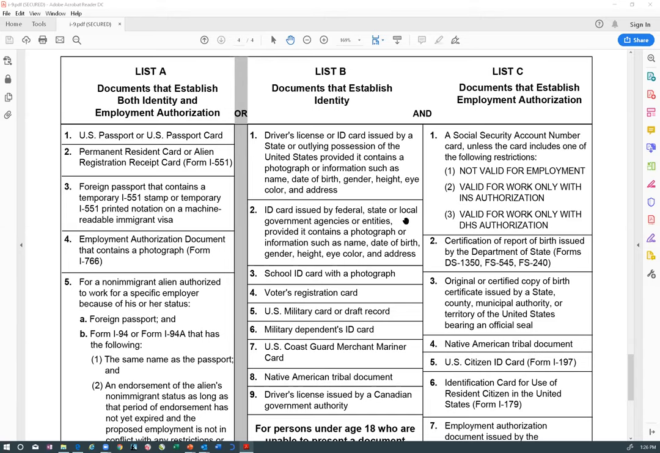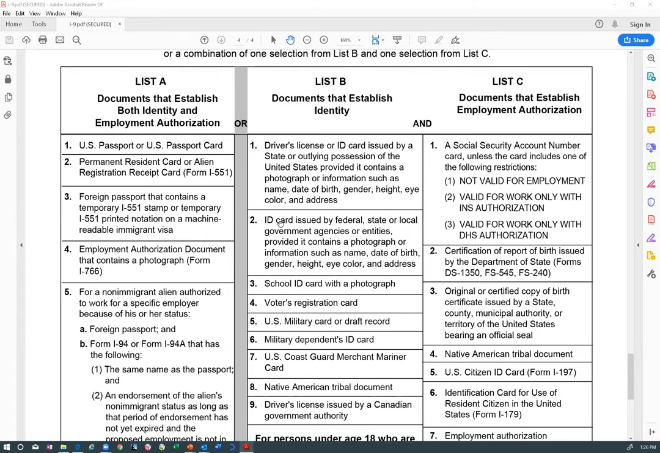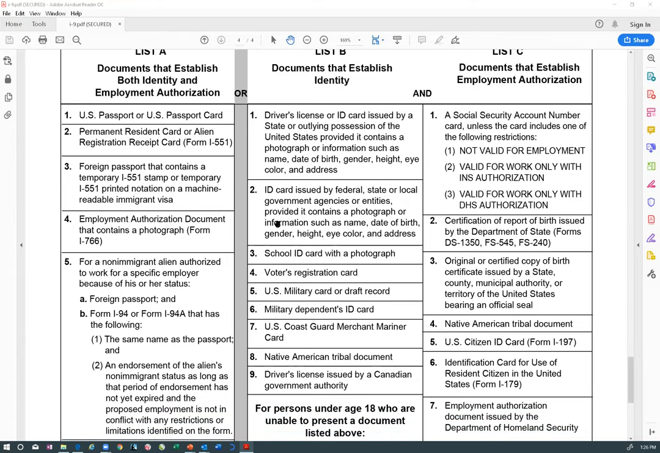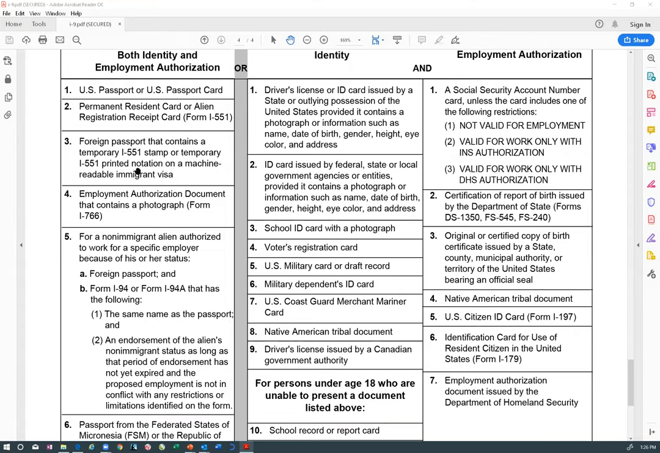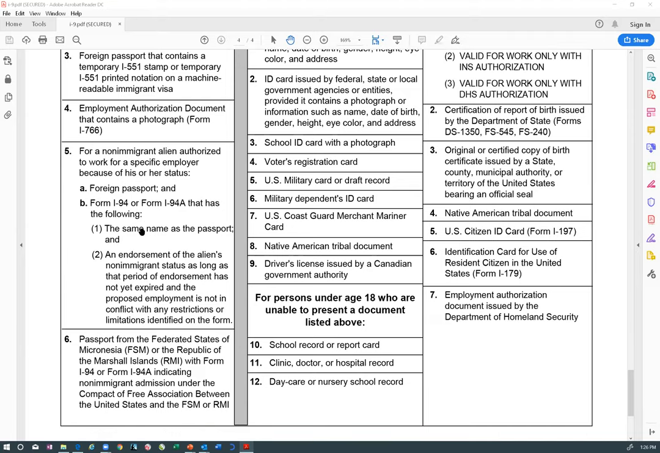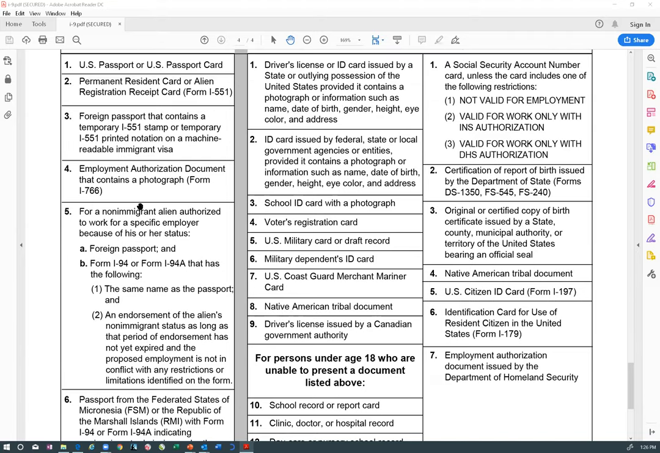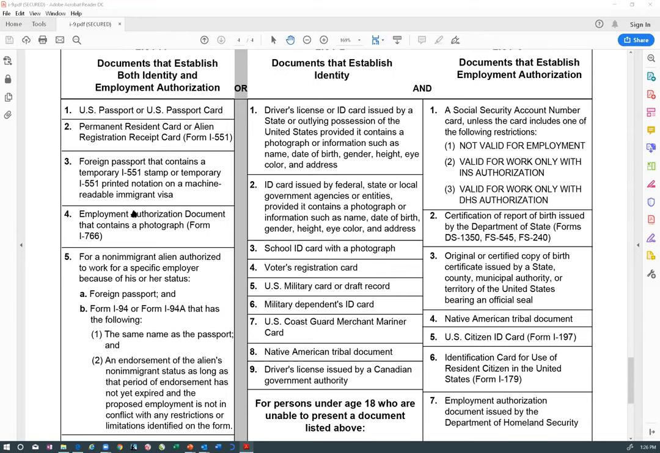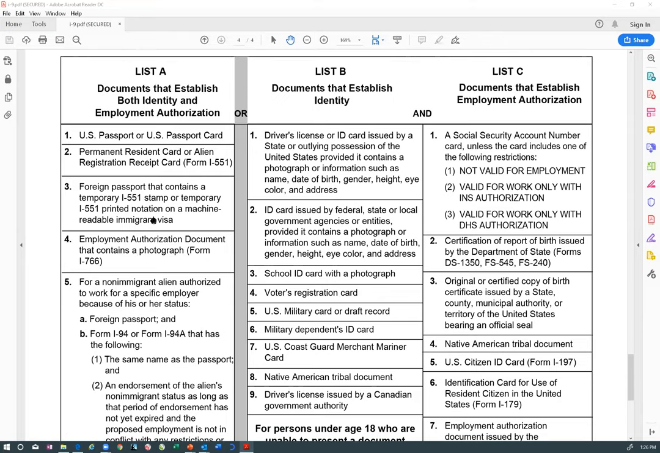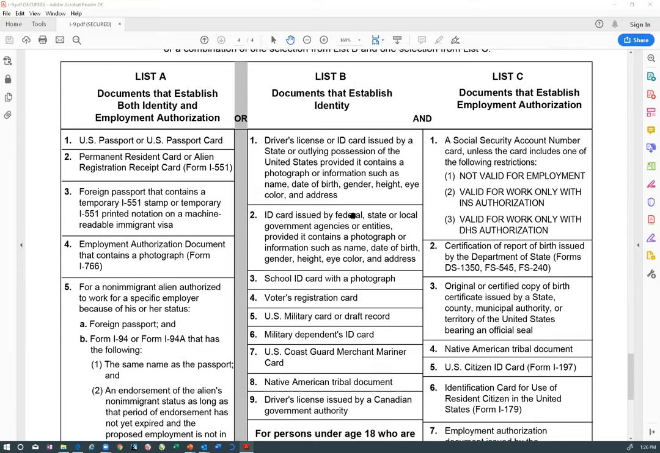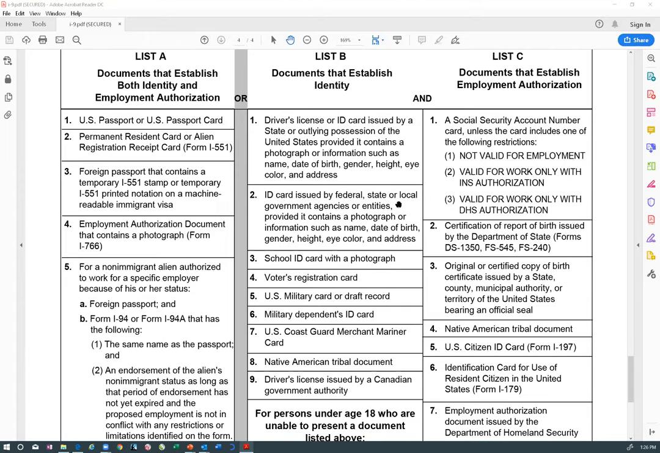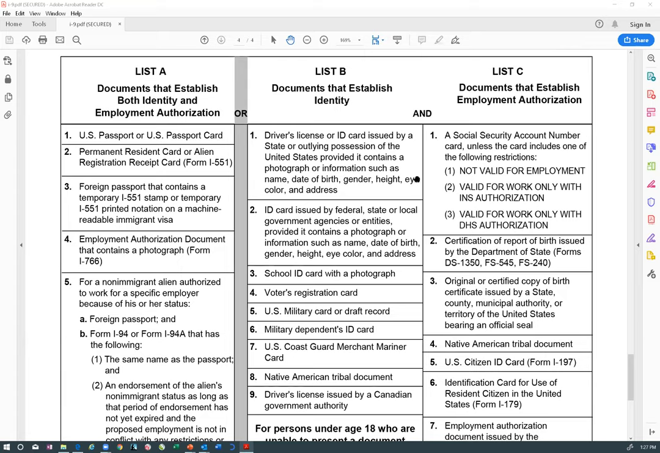There's list A, list B, and list C. And what it means, if you have a U.S. passport or a U.S. passport card, these are the only ones, with employment authorization, these are the important ones, the foreign passport, the passport from one of these countries, these are the only ones that count, by the way. These are allowable. You need to have one from each category. This is a single one you need from list A, or one from list B and C. That's why the "and" is here.